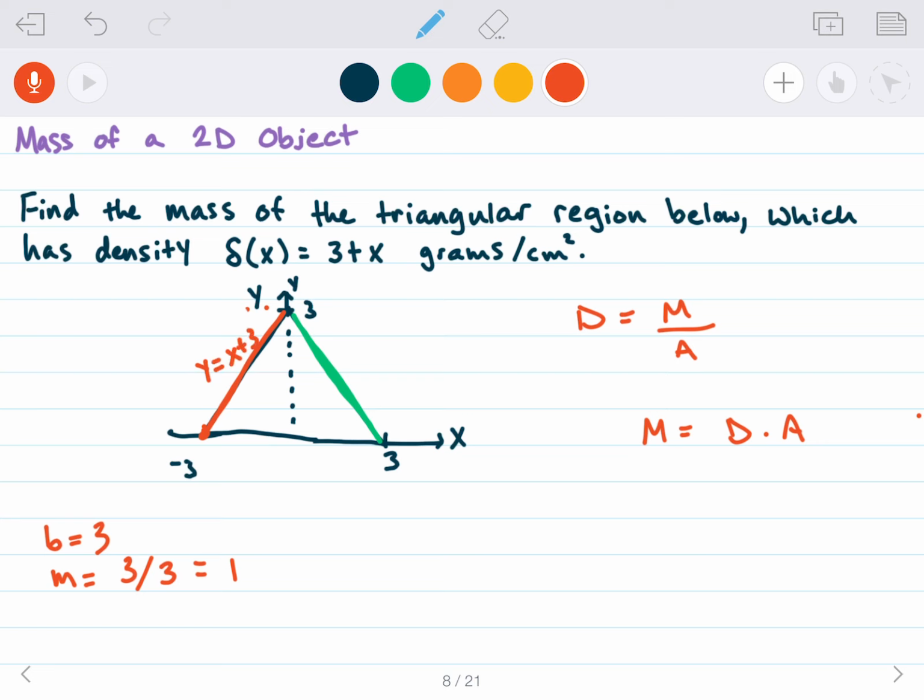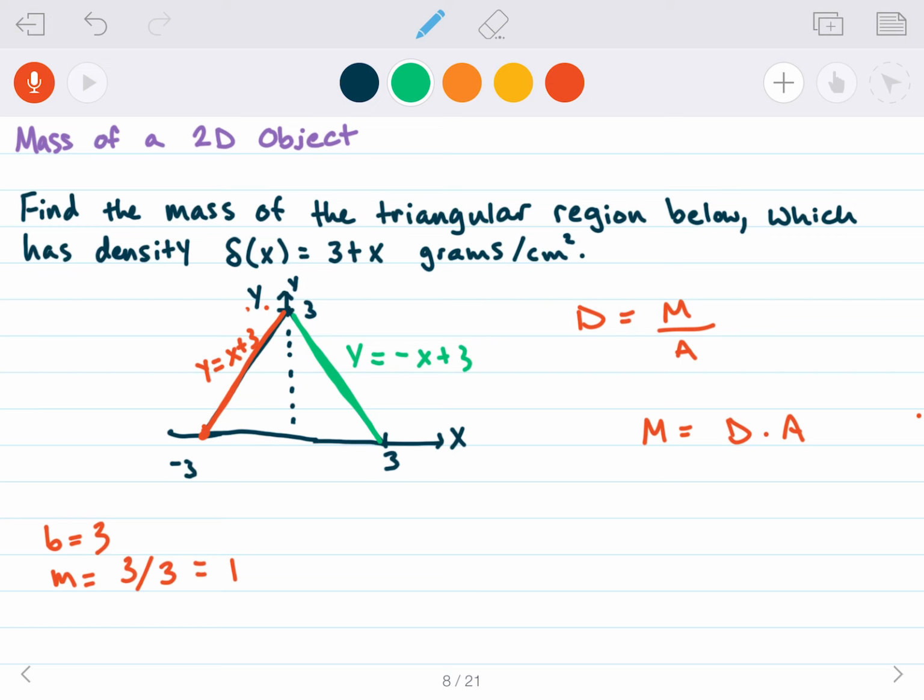It's just the equation of the line, y equals mx plus b, just plugging in m and b. And the equation for the other line is going to be y equals negative x plus 3.